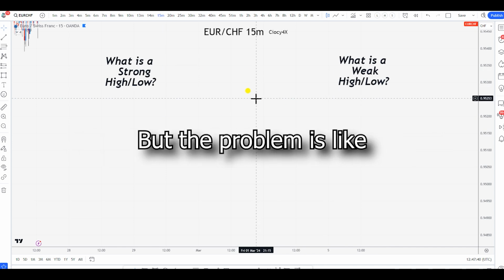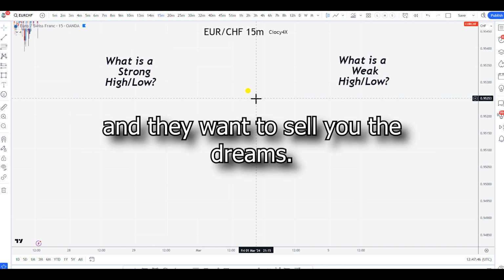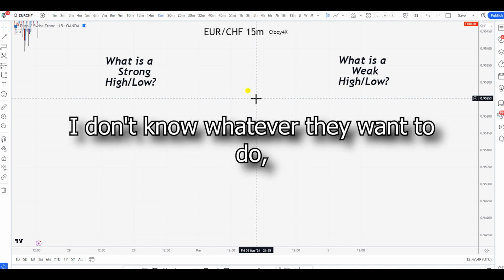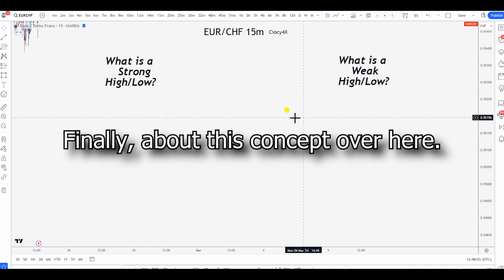And it's pretty simple, but the problem is people love to complicate things over again, and they want to sell you the dreams, they want to scam you, I don't know, whatever they want to do. But don't worry, stay tuned because you're going to have the breakthrough you need finally about this concept.